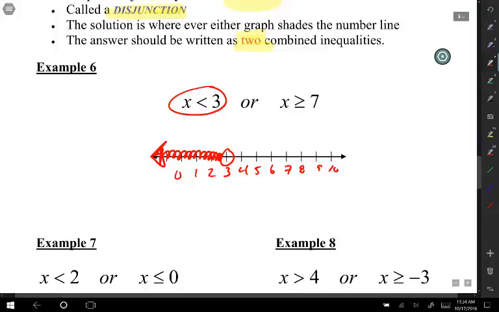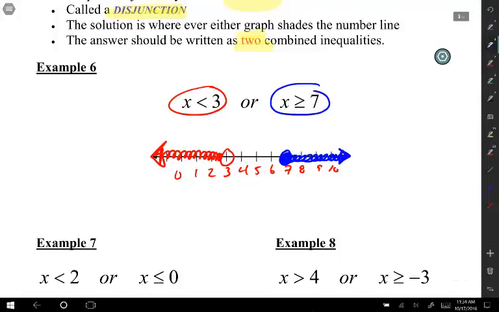All right, let's circle the other one in blue. X is greater than or equal to 7. I'm going to fill in that dot, Joe, because it's equal to. And then I'm going to shade which way, folks? Right, to the right. There we go.